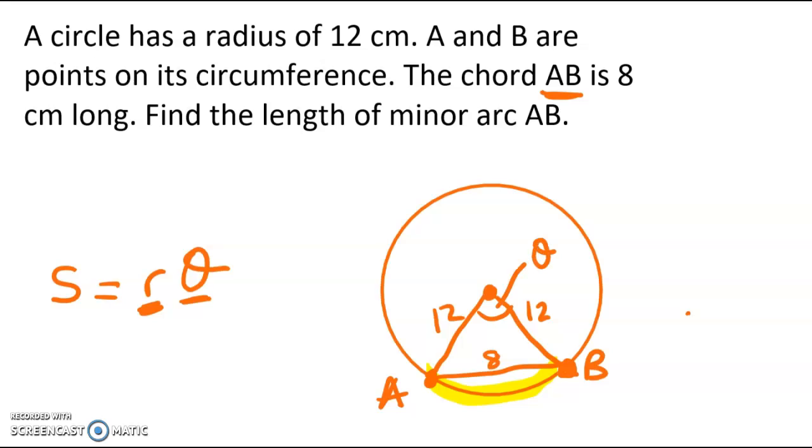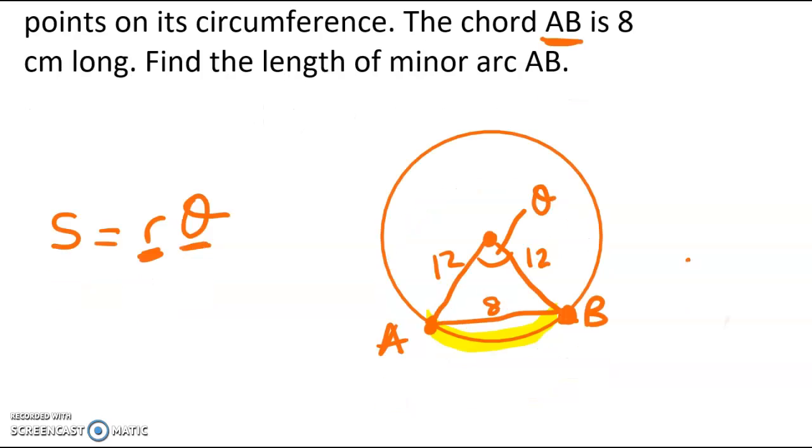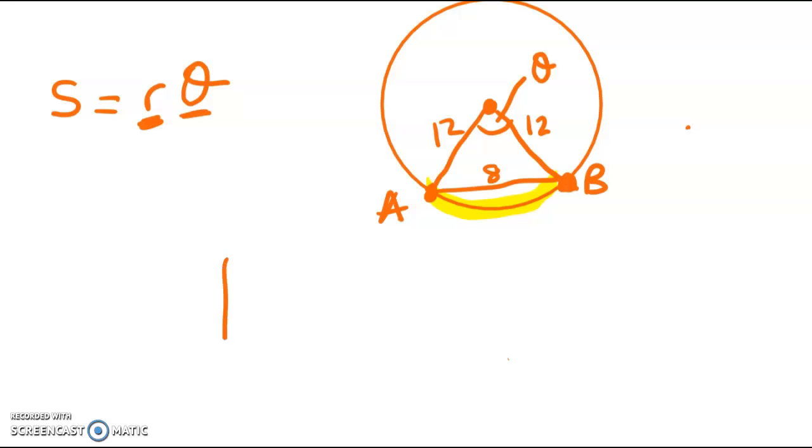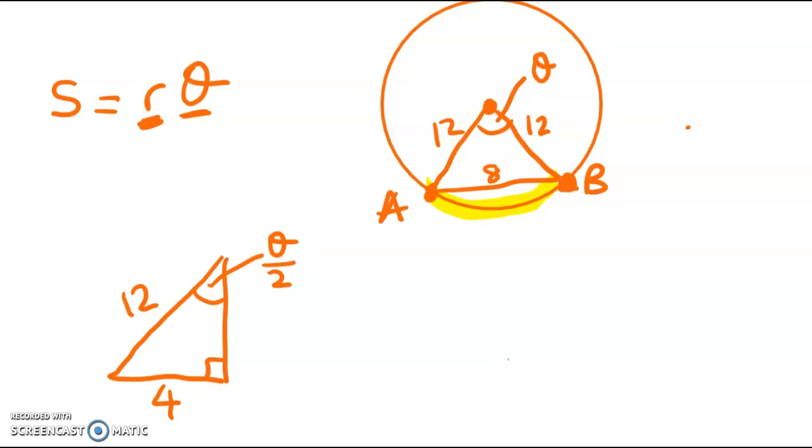There are a couple of ways to do this question. You can use non-right angle trig here, but I would rather do this question using Year 10 trig, which is to say that we can find a right angle triangle. So we've got 4 here, 12 centimetres here, and a right angle here. All I've done to do that is split that triangle down the middle.